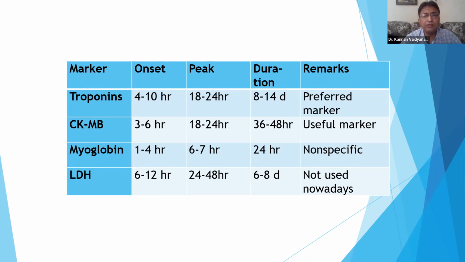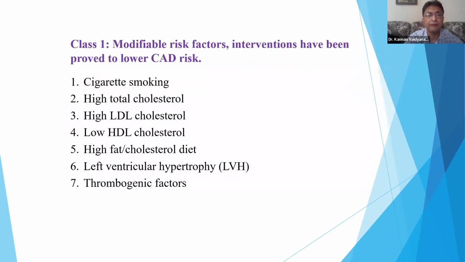Now, myoglobin is non-specific, but it can be used as an early marker, and LDH is not used nowadays. And now there are also various other markers which I just mentioned. I showed you 2 slides where so many markers have been shown. Many of these are not routinely used, but they are there for research purposes.